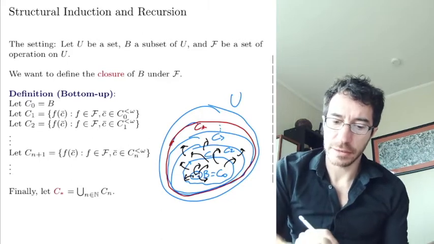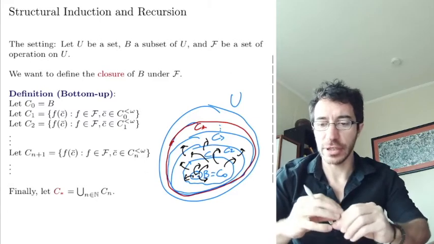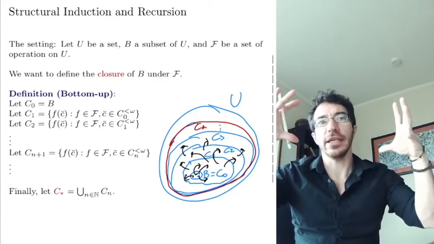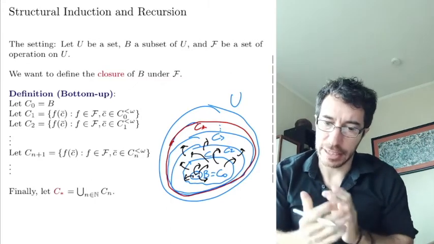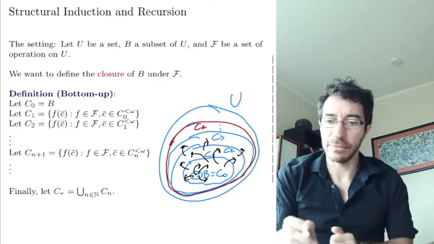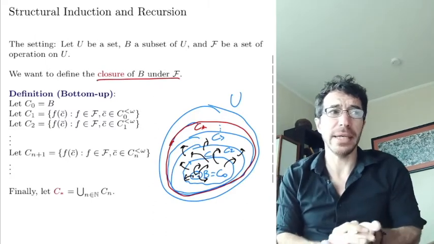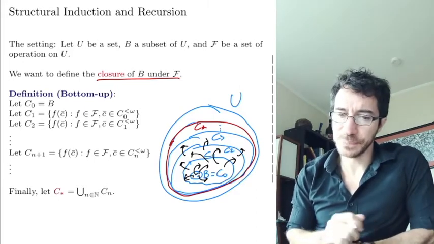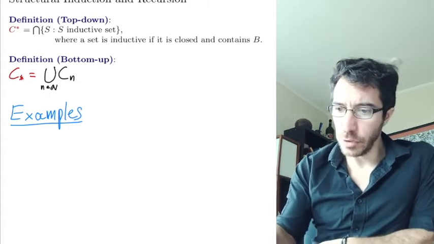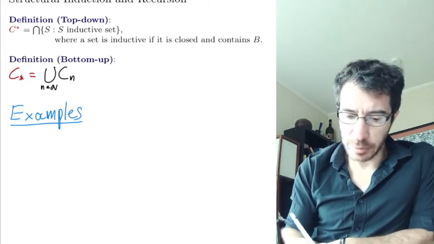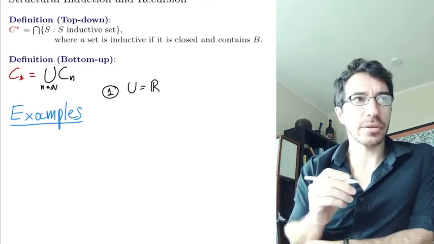Until we end up with, let's do it in red, C under star. So it's a union of everything. You start doing this, and everything you get at the end, that's what we call C star, but with the under star. And then we also call this the closure of B under F. So we're calling them the same thing, so they had better be the same, right? Let's look at a couple of examples to see how this works. So, for instance, example number 1, suppose that U is the set of all real numbers.